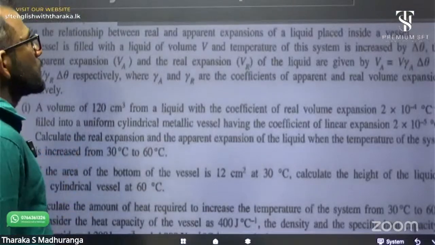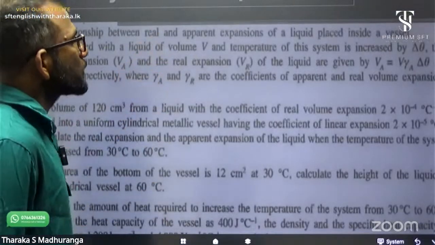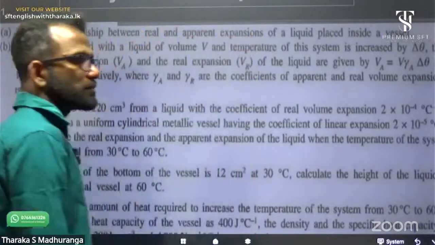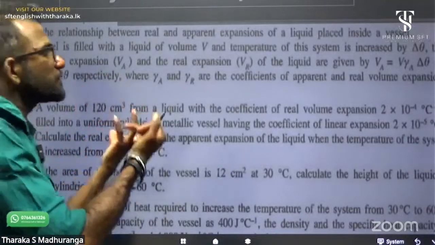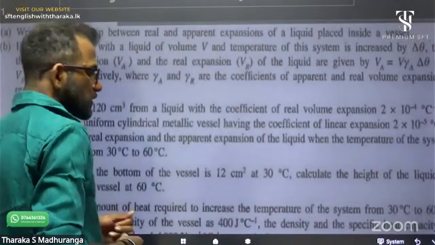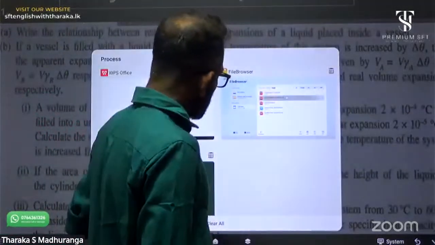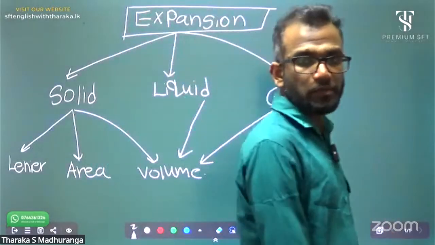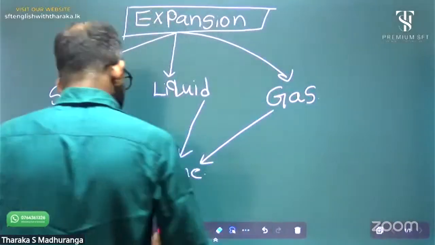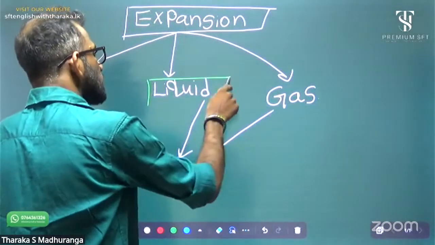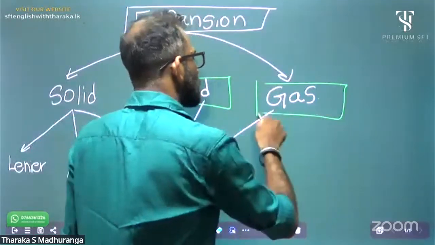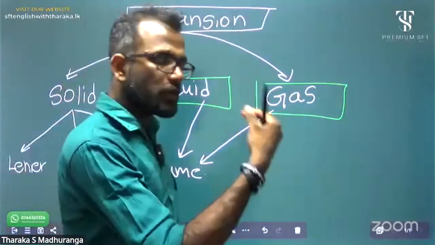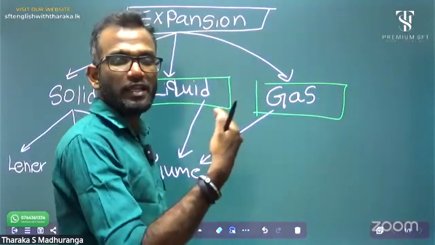Write the relationship between real and apparent expansion of a liquid placed inside a vessel. Okay. Last week we only discussed solid expansion, but the question asks about liquid expansion. I told you liquid and gas both have only volume expansion, no linear or area expansion, because we can't measure them.